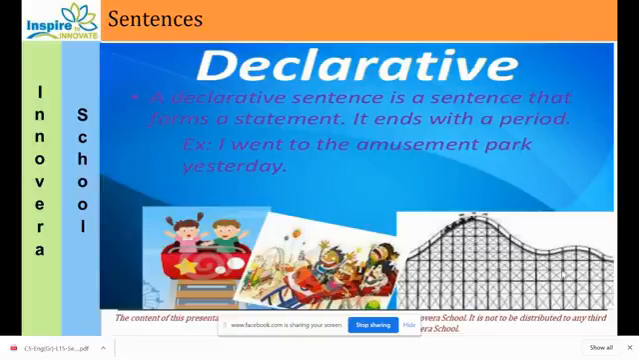Fine. So whenever we are using such a sentence which has a declaration, which is a statement, it comes under declarative sentence, and it starts with a capital letter and ends with a full stop. Any simple sentence that you take will come under declarative sentence. Fine.